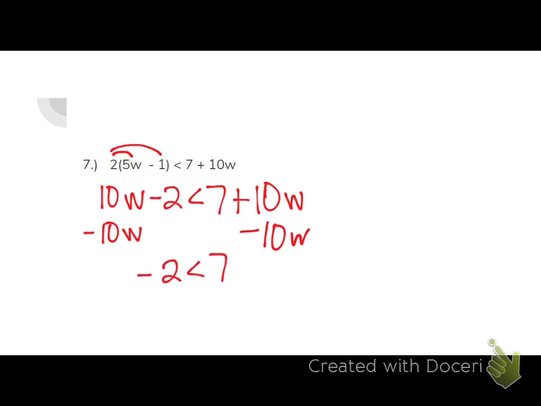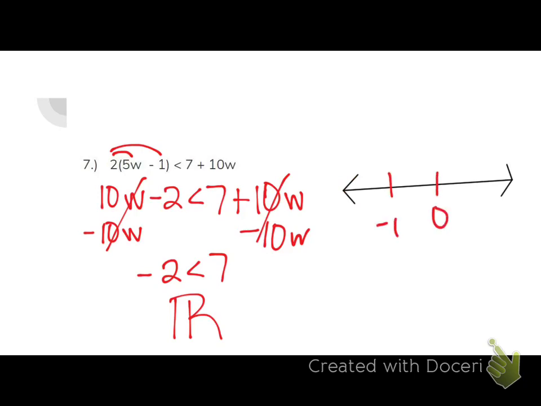Okay, negative 2 is less than 7. Do we agree with that? We should agree with it, which means we have all real numbers. And then on our number line, we are going to shade the whole thing. We don't even have to put a dot on there anywhere. We can just shade in the whole number line. Any number on that line is going to work.